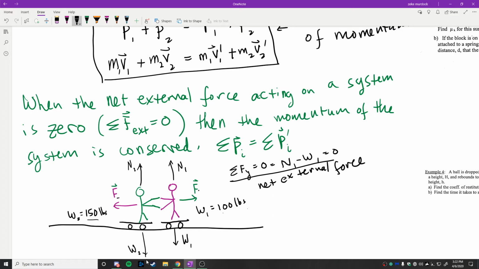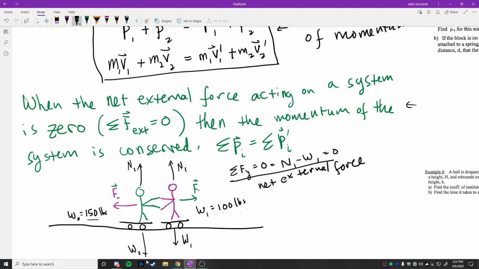Okay, does this make sense to you guys? Does this concept here make sense to you? You've certainly probably heard it before. If you took a physics class, you definitely probably talked about conservation of momentum, right? And this is what it is. When the net external force acting on a system is 0, then the momentum of the system is conserved. And that happens in a lot of physical systems.